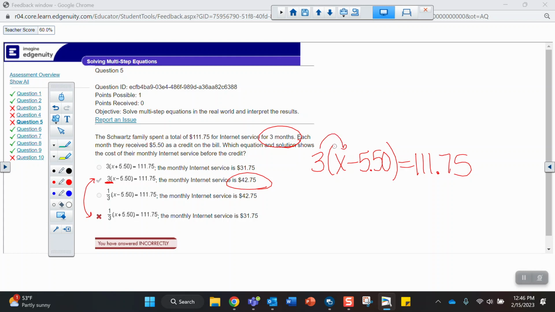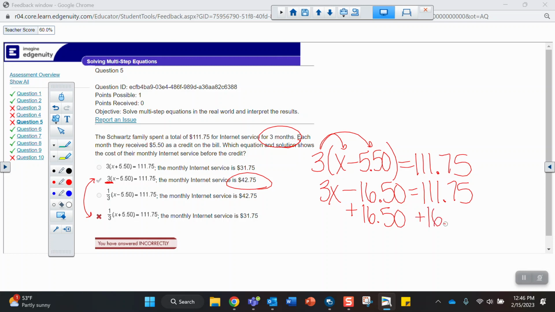Again, remember when solving, you can distribute through: 3x minus 16.50 equals $111.75. We're going to add $16.50 to both sides. So 3x equals, let's see if I can do this in my head, 128.25, and then we divide that by 3. Yep, we get 42.75.